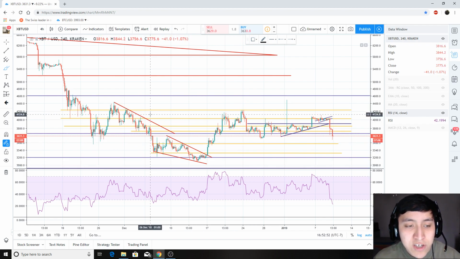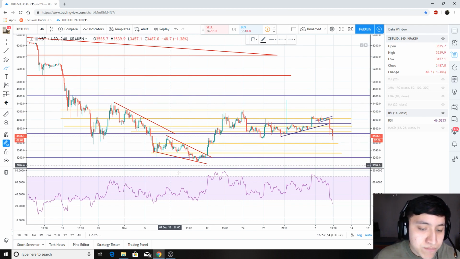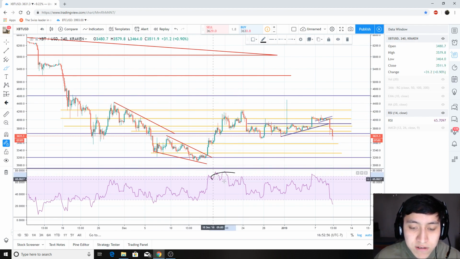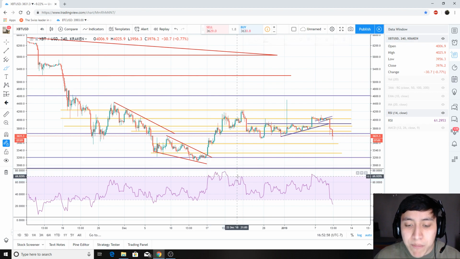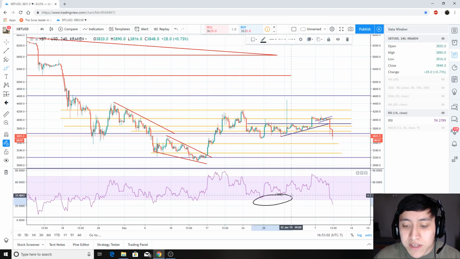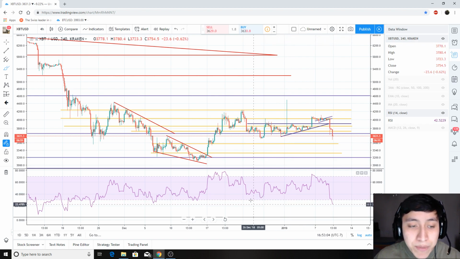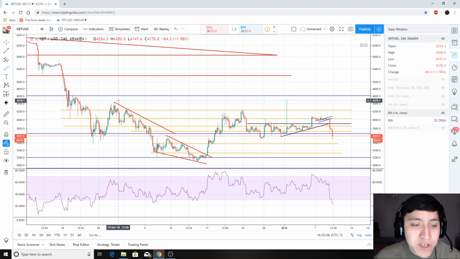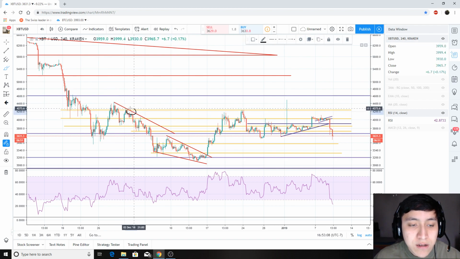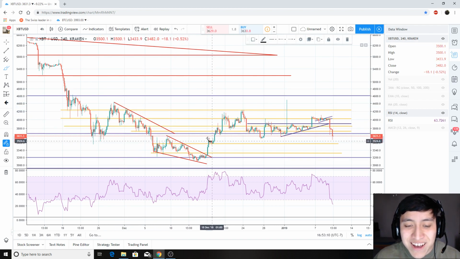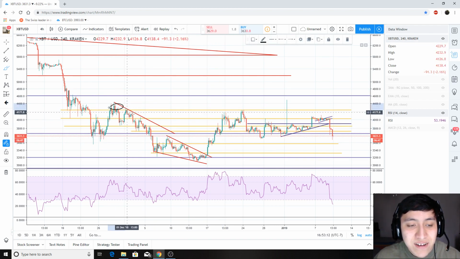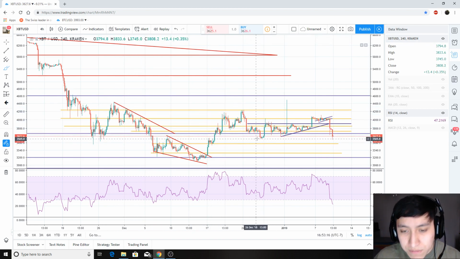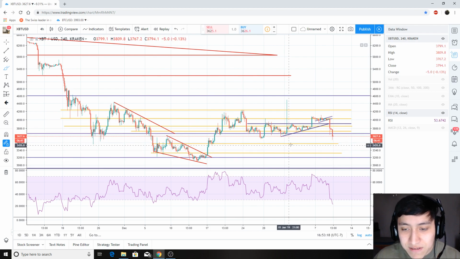So again, in a nutshell, with RSI, all you need to know is that if it's above 70%, it's overbought and it's going to head in the opposite direction. If it's below 30%, it's oversold and we're going to go up, right? Divergence: higher highs, higher lows, lower lows, lower highs. So that's basically divergence in a nutshell.